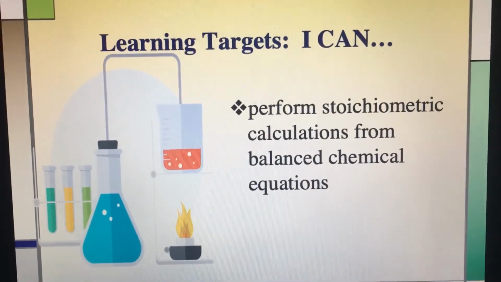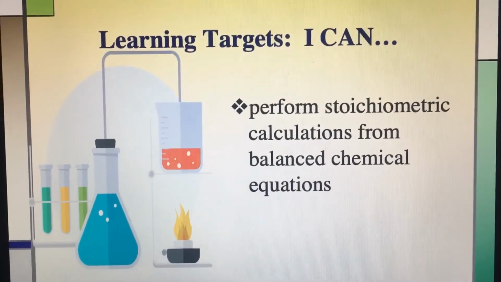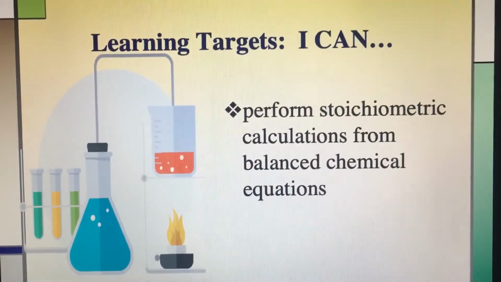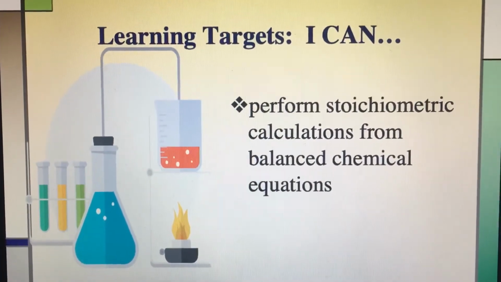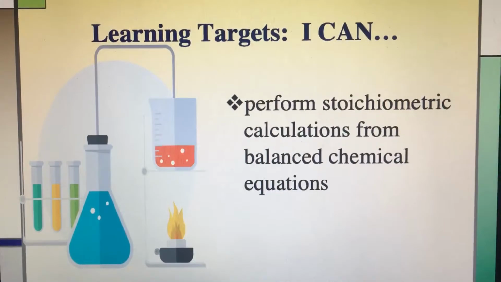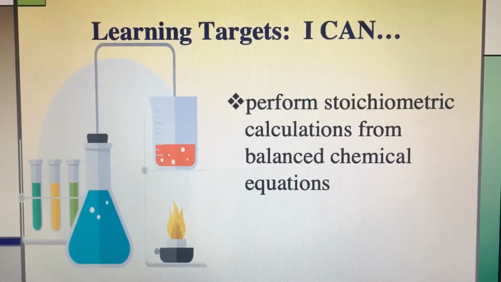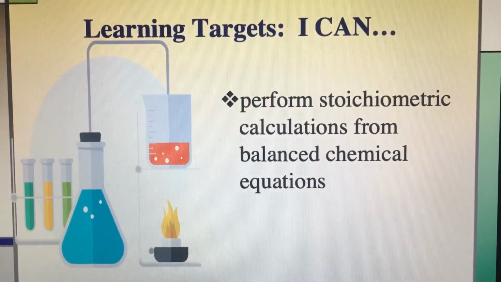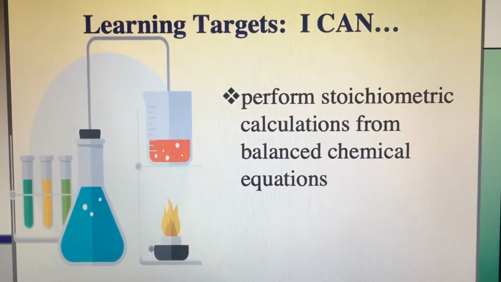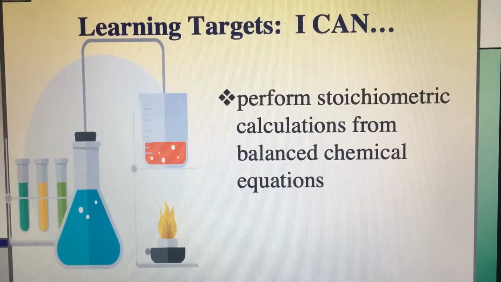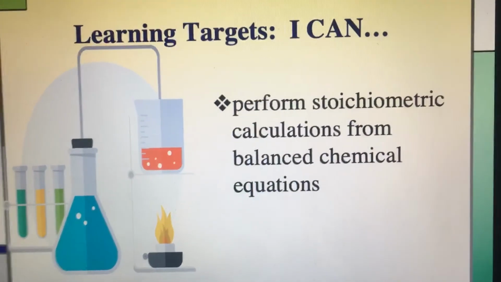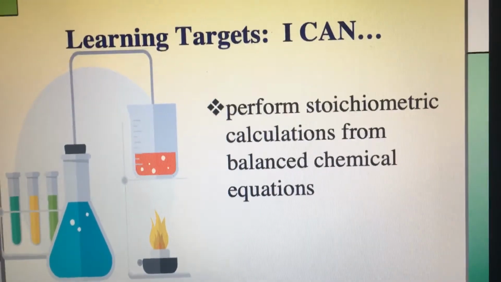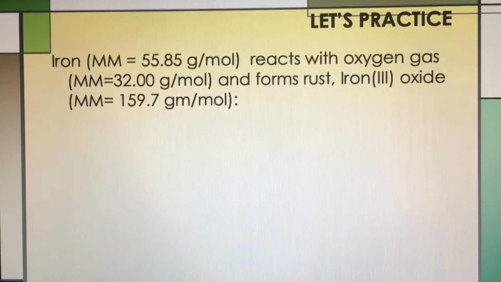Hi everyone, this is part 2 of our discussion on stoichiometric calculations. The internet is down due to the weather, so we'll have to do this our old-fashioned way, okay? But the learning target is still the same. We have to perform stoichiometric calculations from balanced chemical equations, alright? Now here is another problem.